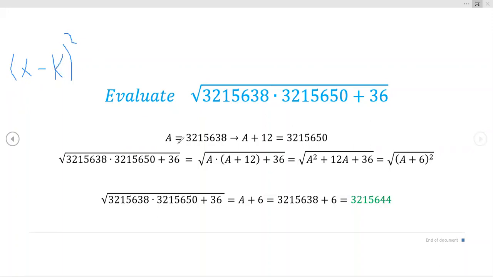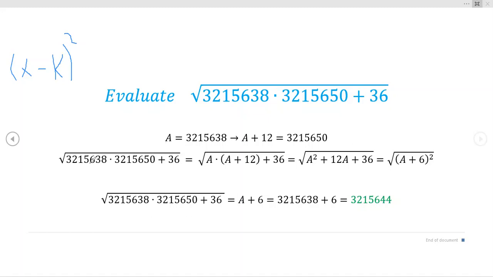And that's exactly what we did right here. Now, if you don't think about symmetry, a fairly straightforward approach is just to let a equal the smaller value, and notice that this number differs from this number by 12. Again, 3,215,638 plus 12 would be 3,215,650. And of course the thing is designed to work. If you didn't have the right numbers in the right places, it would evaluate to an irrational number.